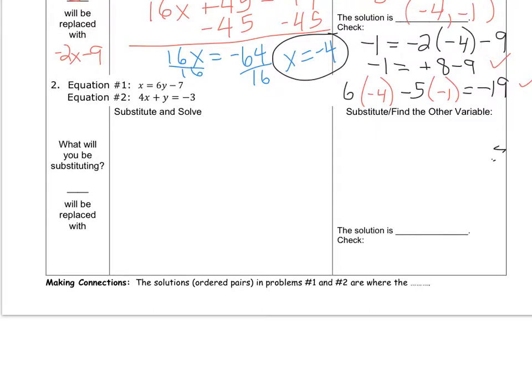Okay, number 2. Again we're going to practice substitution, and we've already got our first equation. Our x is isolated, so that will be the thing that you substitute. So you're substituting for the x. You're going to replace it with 6y minus 7. So go ahead and solve number 2. Pause your video while you're doing it, and then start the video back up to check the solution.